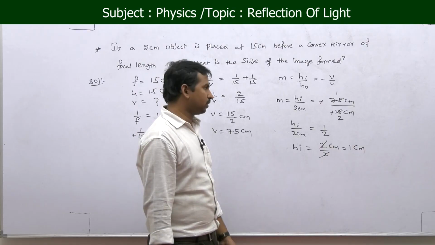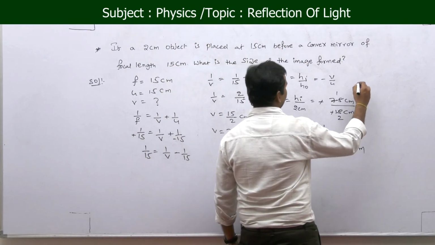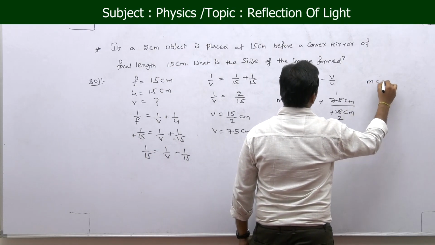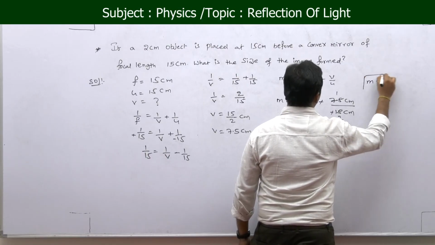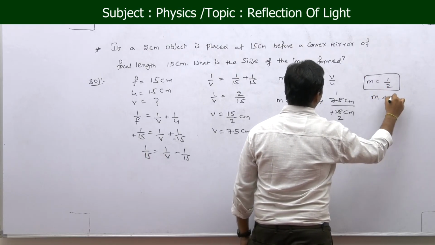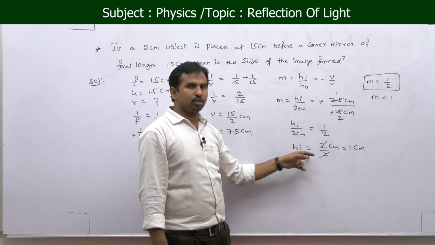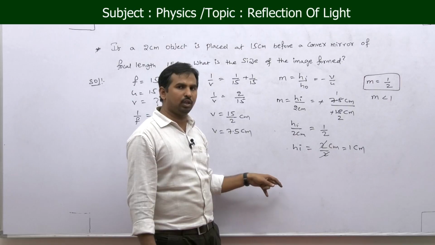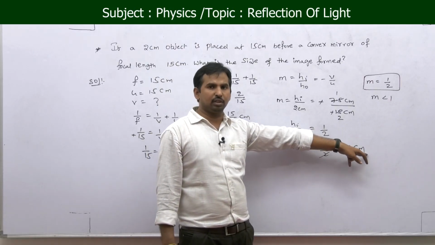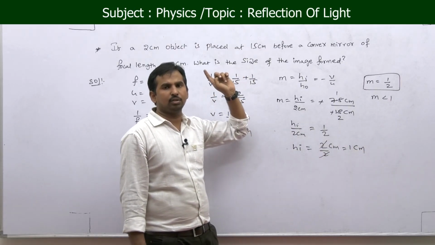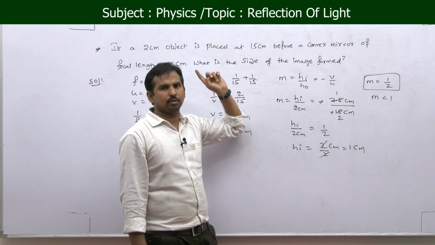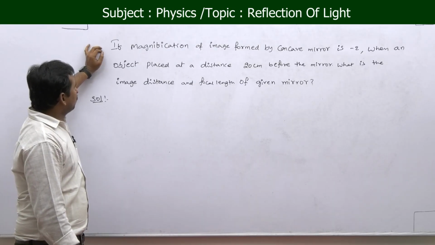1. If you see, the m value here we are getting is minus 1 by 2, which is less than 1. As the m value is less than 1, we are getting a diminished image, which is less than the size of the object, equal to 1 centimeter, as the object size is 2 centimeters. Now see one more question and a different model.